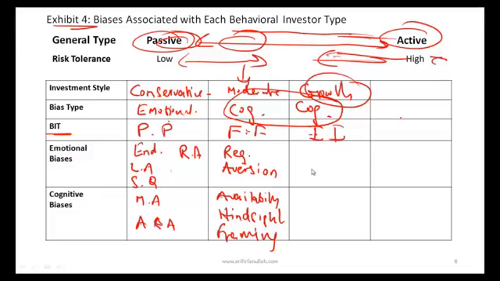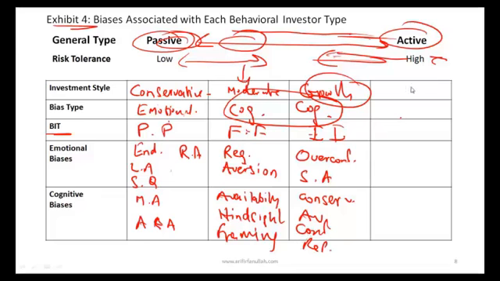And the emotional biases are relatively few, so they tend to exhibit overconfidence and self-attribution. And the cognitive biases are conservatism, availability, confirmation, and representativeness. And we'll see this in a little more detail later.